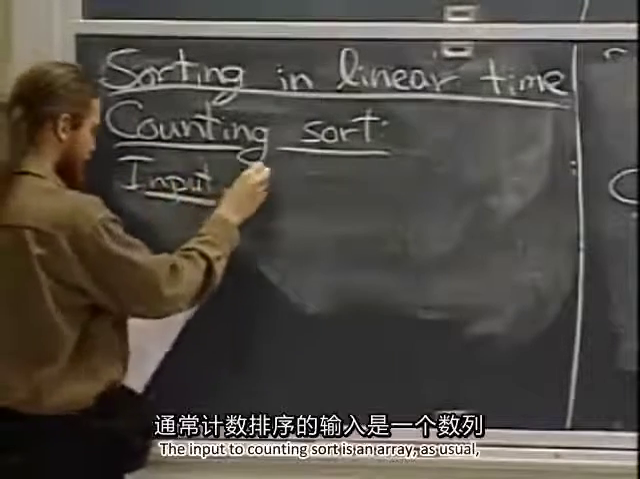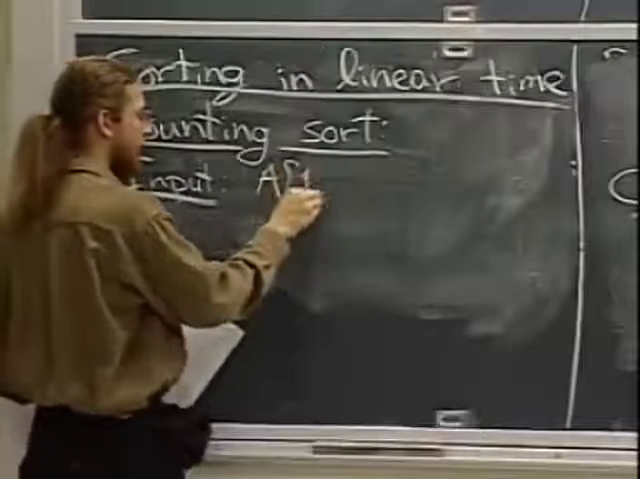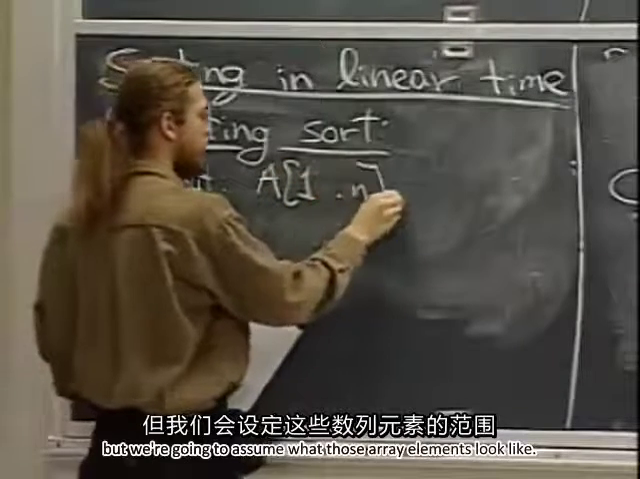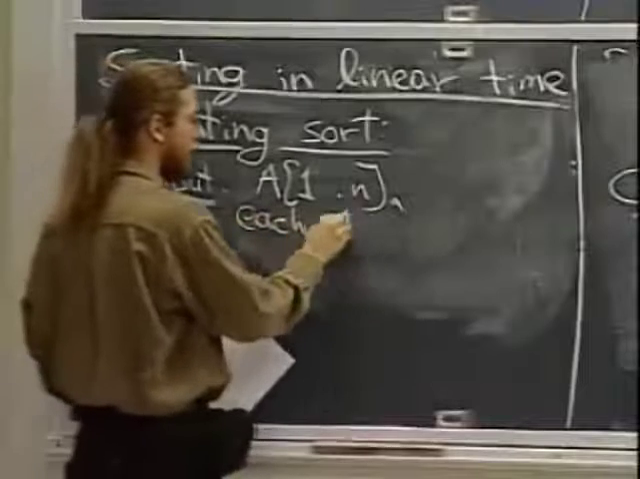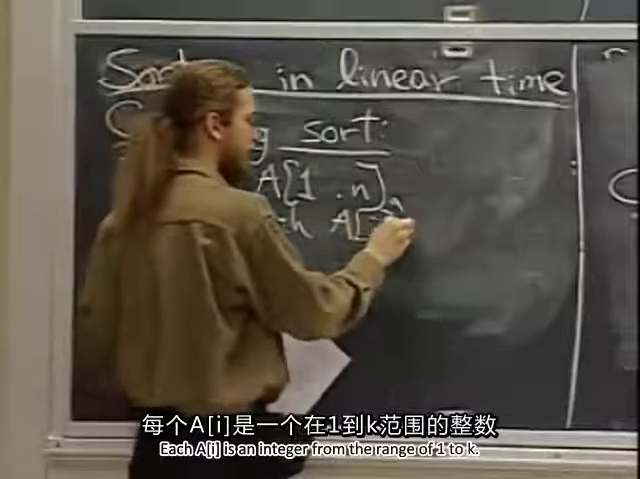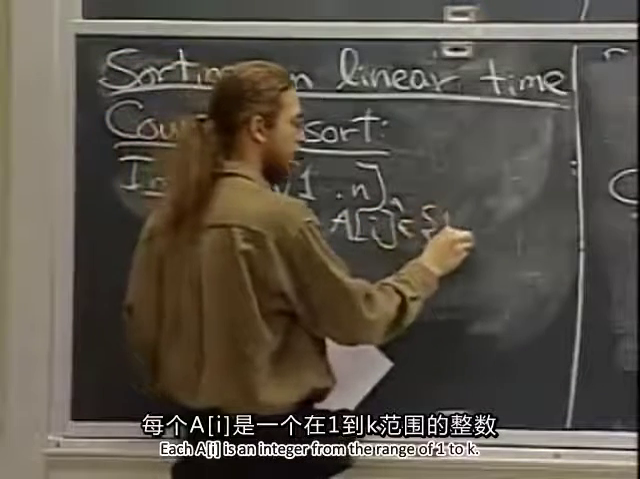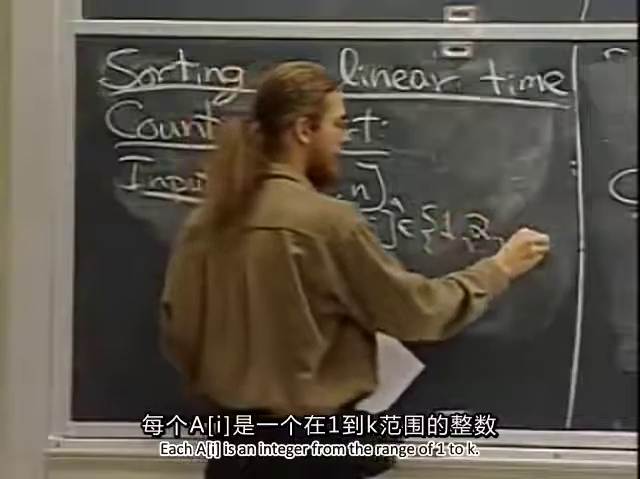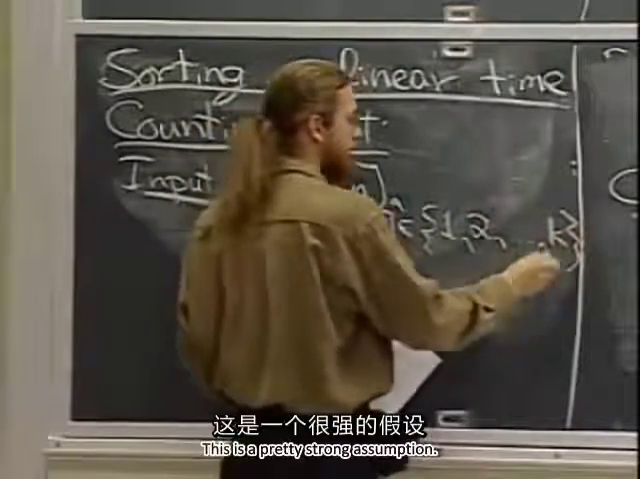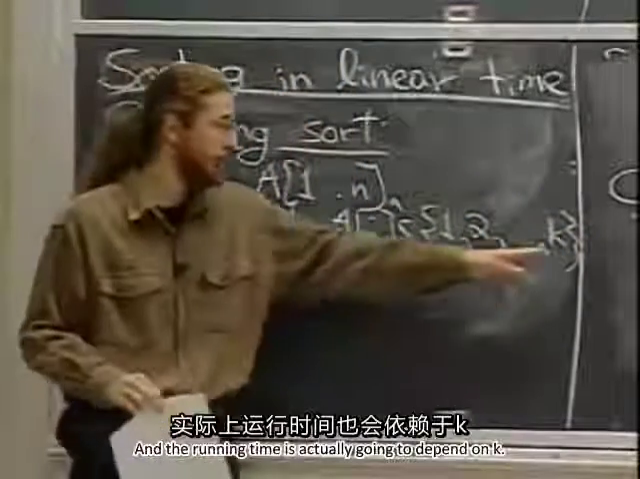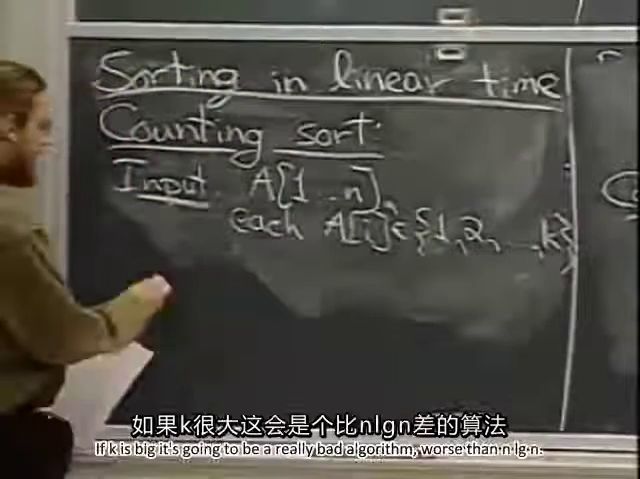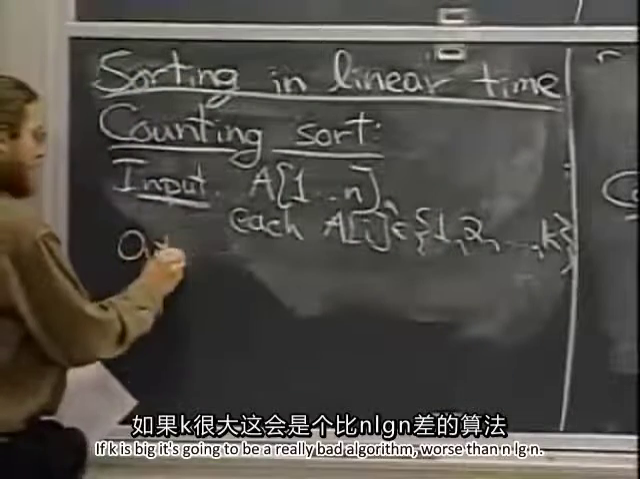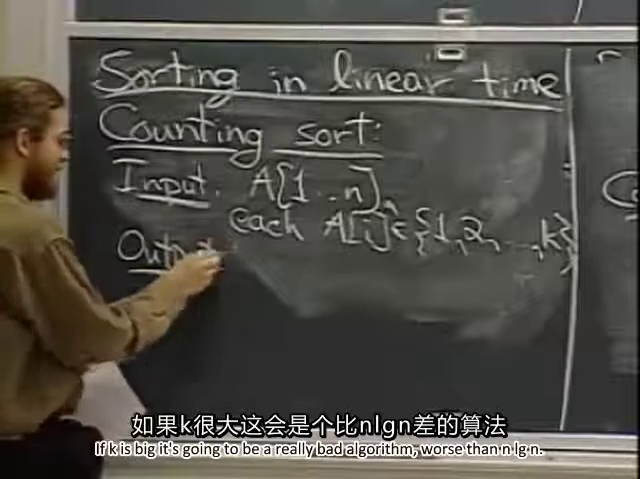So the input to counting sort is an array, as usual. But we're going to assume what those array elements look like. Each A[i] is an integer in the range from 1 to k. So this is a pretty strong assumption, and the running time is actually going to depend on k. If k is small, it's going to be a good algorithm. If k is big, it's going to be a really bad algorithm, worse than n log n.